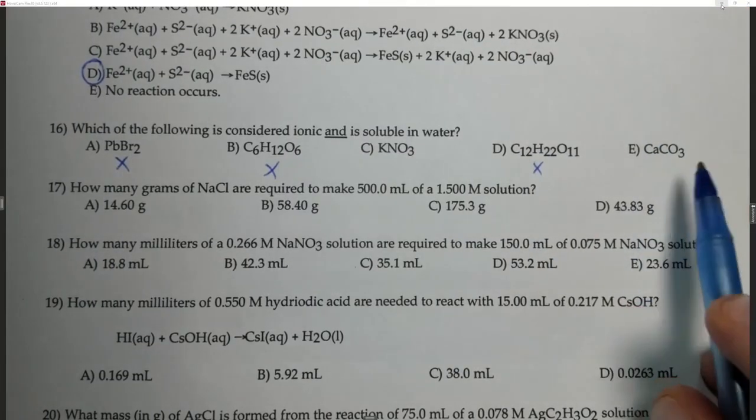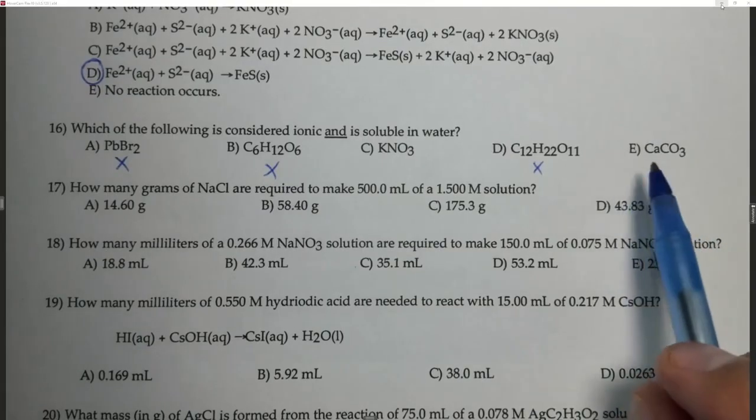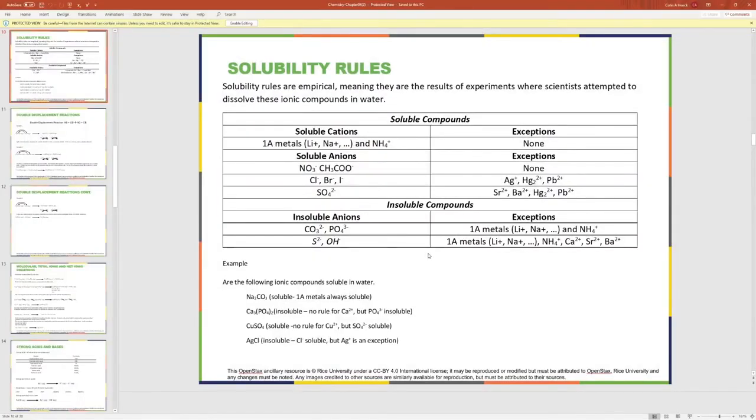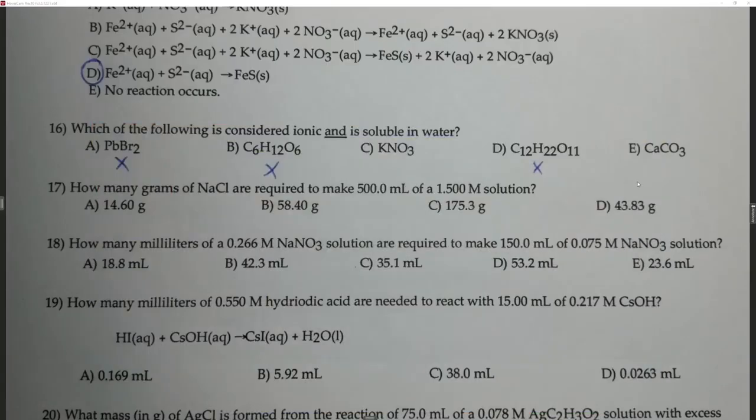Calcium carbonate. Calcium carbonate is chalk. Is chalk soluble in water? Well, you may know from experience that it isn't, but if you're not sure, you could take a look over here. Again, you're not going to find the cations here. You're going to find the anions. So you have carbonate, CO3 2-. It's on the bottom, so it's generally insoluble. Calcium is no exception. So calcium carbonate is not soluble.